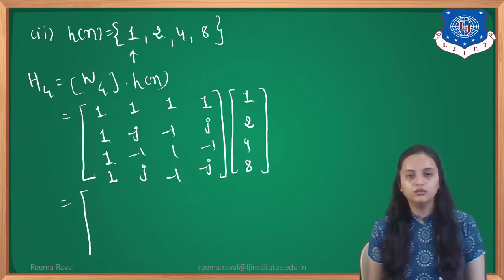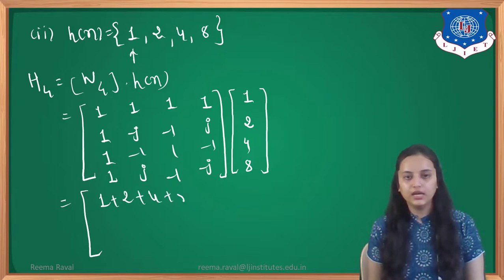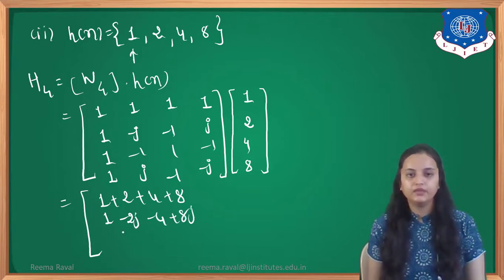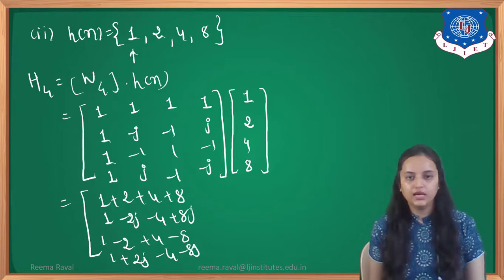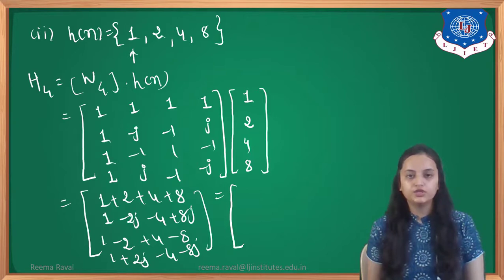Now let us do the matrix multiplication. Here the first row will become 1 plus 2 plus 4 plus 8. Then for the second row it will become 1 minus 2j minus 4 plus 8j. Then the next value will be 1 minus 2 plus 4 minus 8. Then the next is 1 plus 2j minus 4 minus 8j. So this will give the value 1 plus 2 is 3, 3 plus 4 is 7, 7 plus 8 is 15.